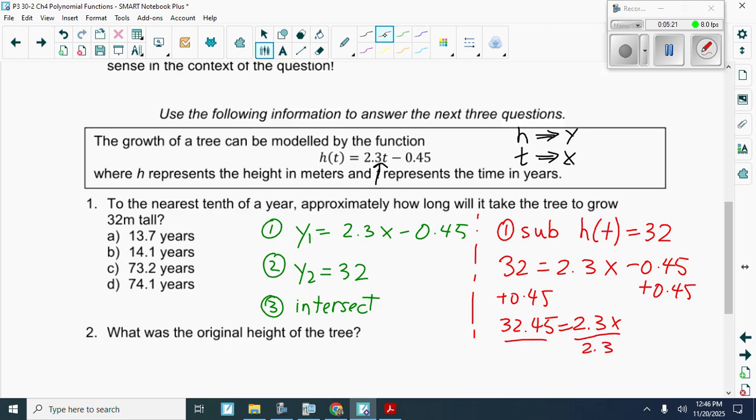So you guys have two choices for this. x is equal to whatever. You can do it graphically, putting it in your graphing calculator and finding the intersection, or you could do substitution. So 32.45 divided by 2.3 gives me 14.1.